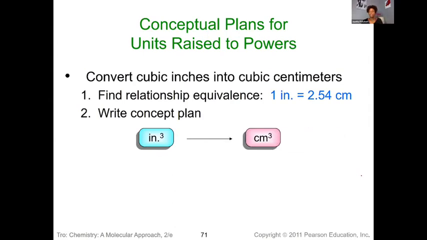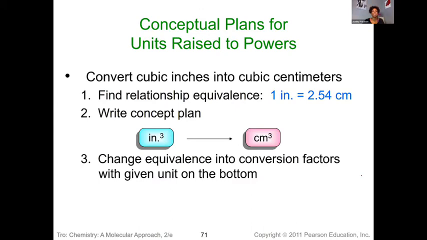Now, we can also use this same concept when we're dealing with things with raised powers, like centimeters squared, centimeters cubed. We essentially are going to attack it the exact same way, where we define what the conceptual plan is, we assign the units in the appropriate places and fill in the numbers, but then we're going to take the entire conversion factor, not just the unit itself, and square it or cube it or apply whatever appropriate power.